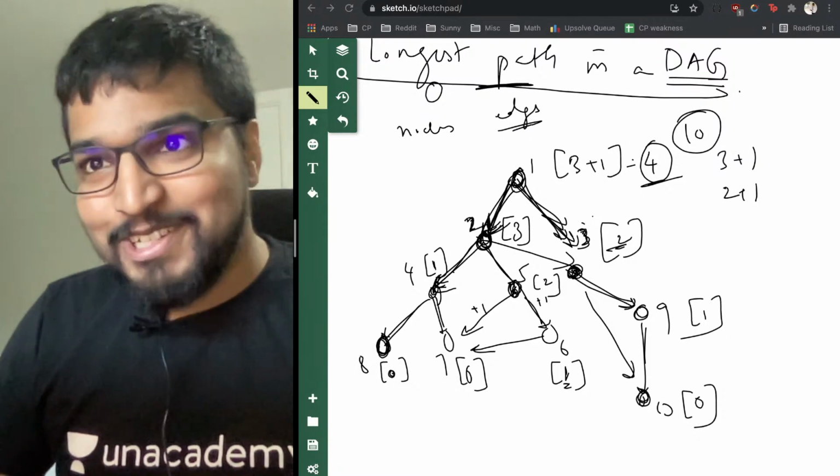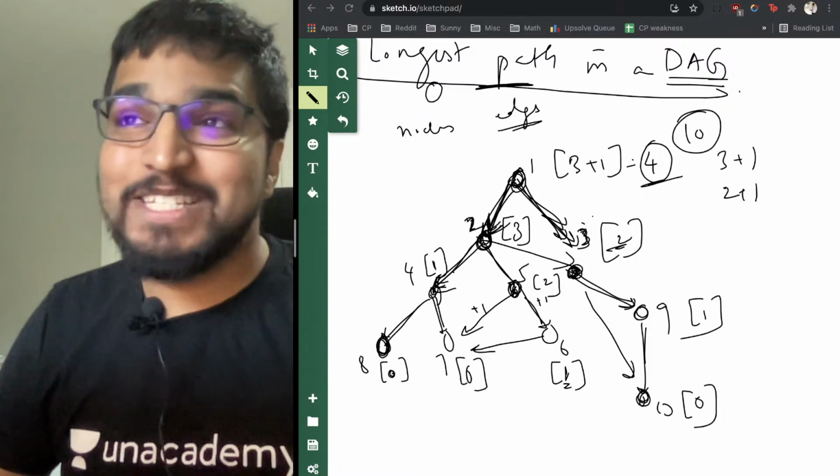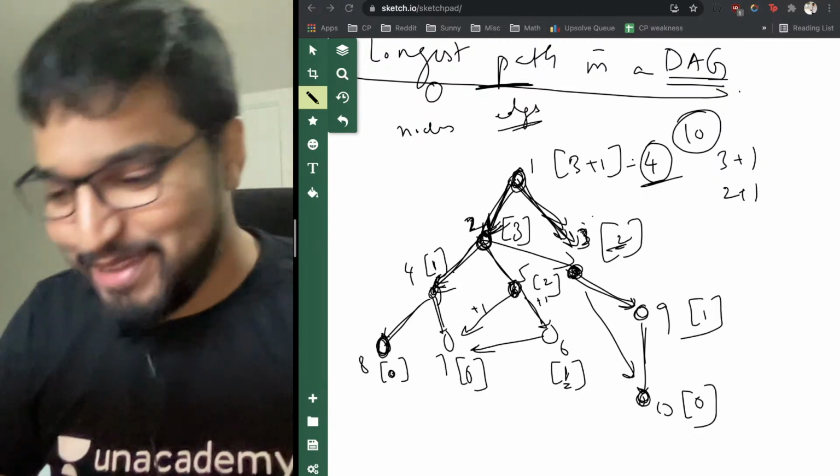Aniket, you don't need to do bottom up either. Bottom up is not necessarily required. We can do a recursive approach as well. I'll show you how.